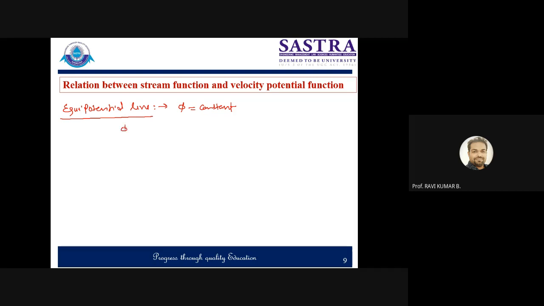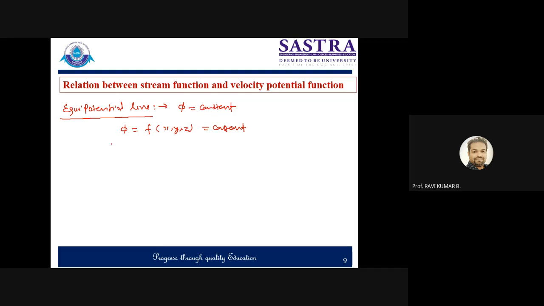As we know, φ is a function of x, y, and you can consider z also, which is a constant. We want to make a relationship between stream function and velocity potential function, so we need to consider only the two-dimensional case, because stream function exists only for the two-dimensional case, that is x and y direction. So we need to consider only x, y in this case. z can be neglected.